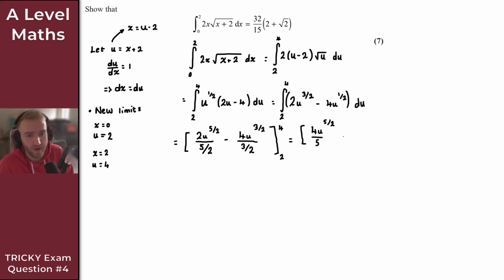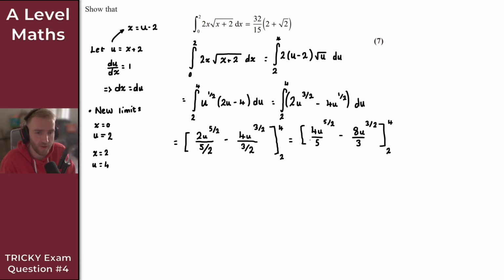So I get 4u to the 5 over 2 all over 5, minus them. So what I do here is I do 4 times 2, which is 8. We get 8u to the 3 over 2 all over 3. Okay. And again, the limits here don't change. So from 2 to 4.